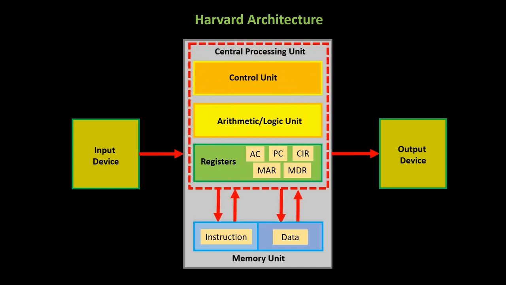Here's how Harvard architecture works. First, the control unit fetches an instruction from the instruction memory. Next, the control unit decodes the instruction and determines the operation to be performed. Then, the control unit signals the ALU to carry out the operation. The ALU performs the operation and stores the result in a register. Finally, the control unit retrieves the next instruction from the instruction memory, repeating the process.